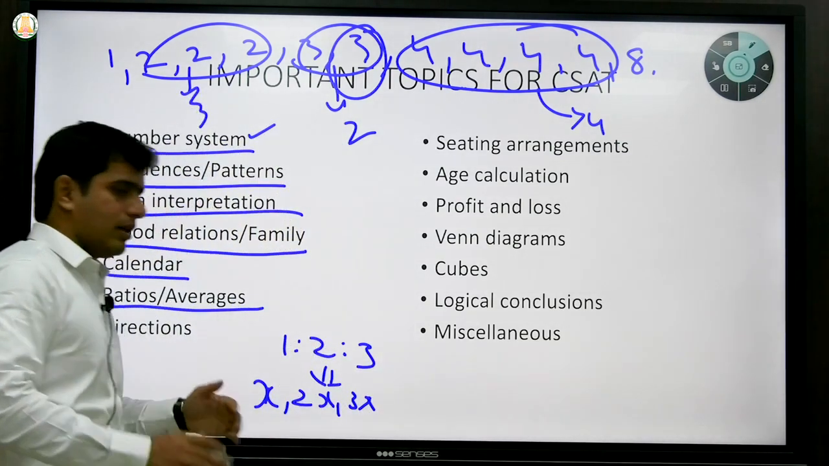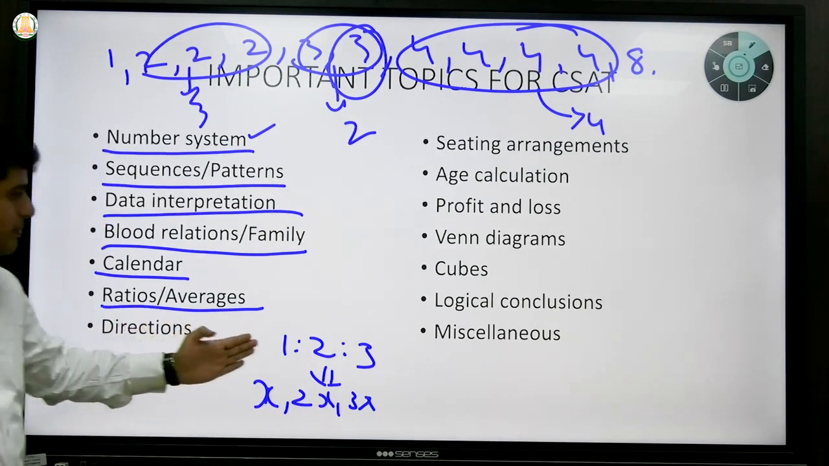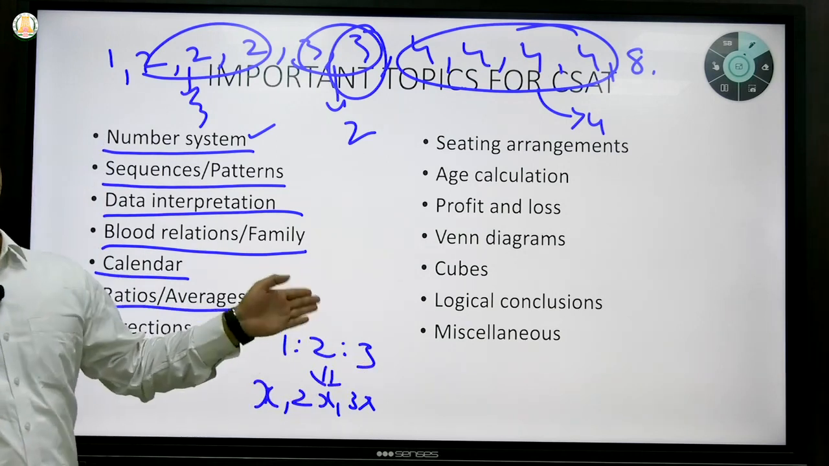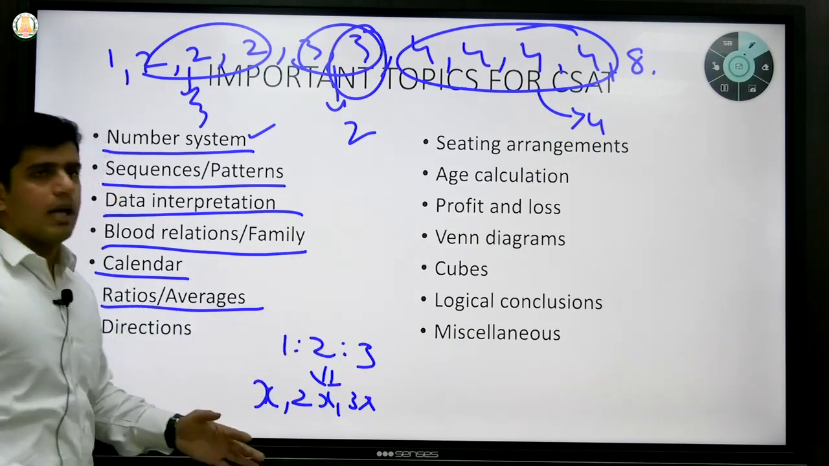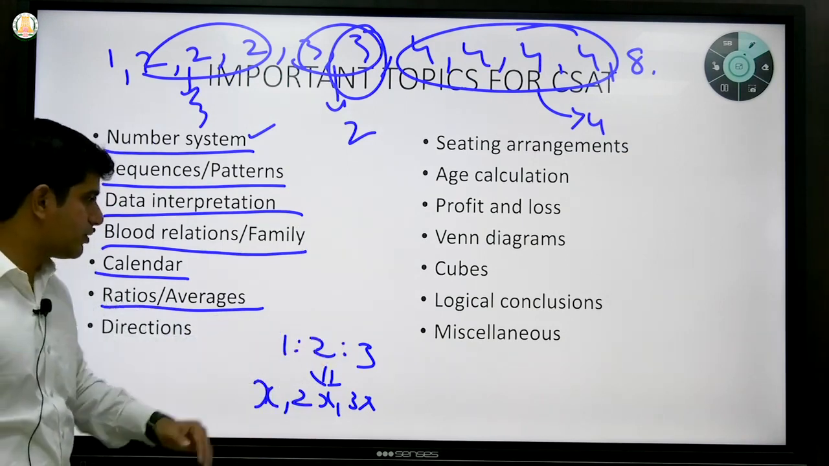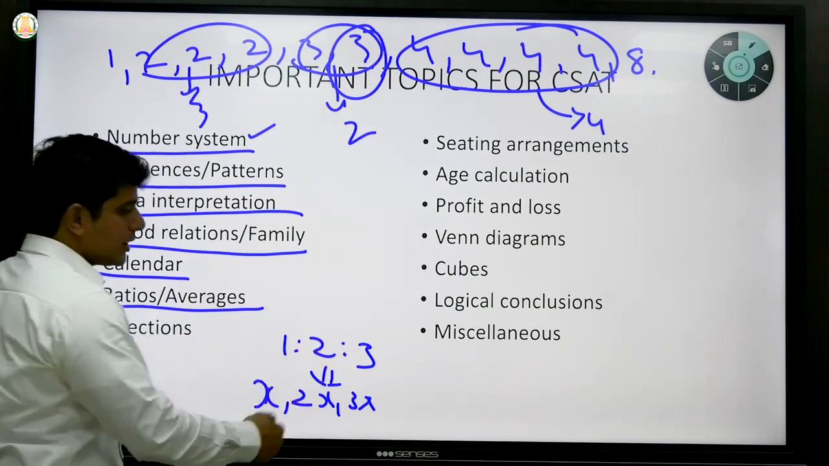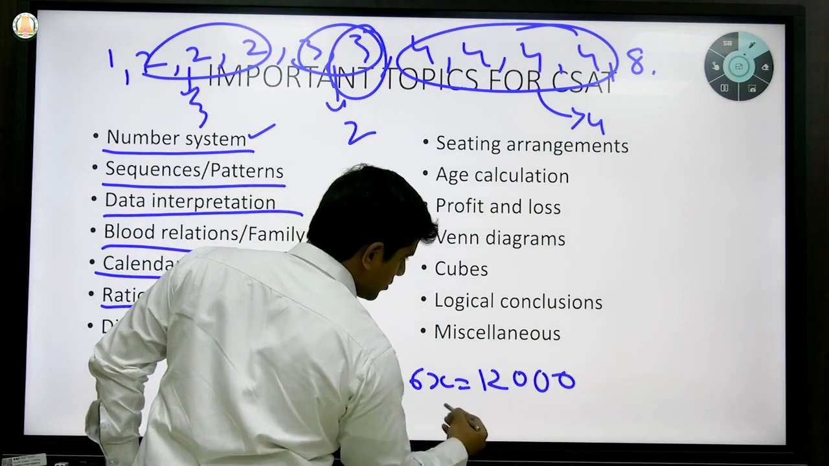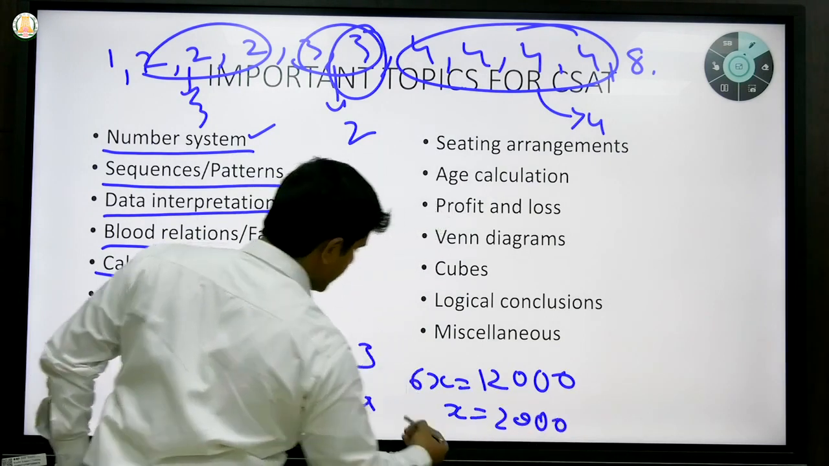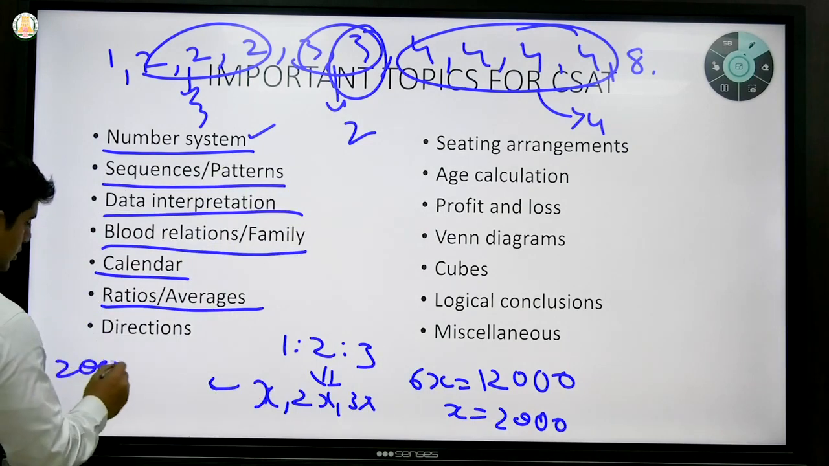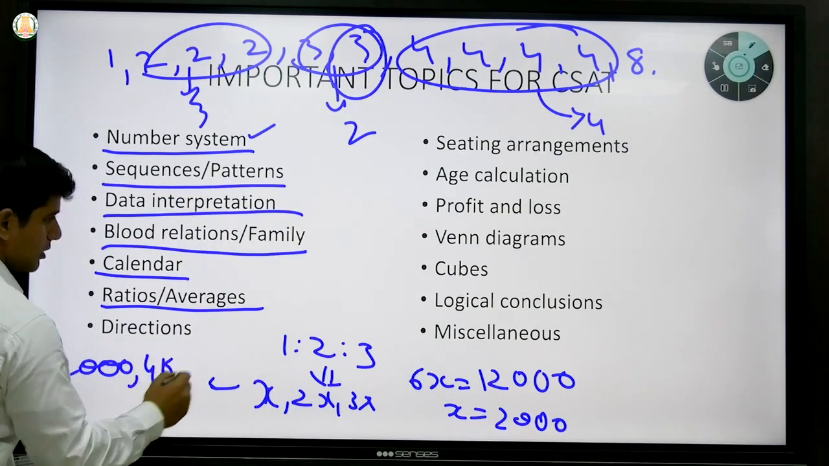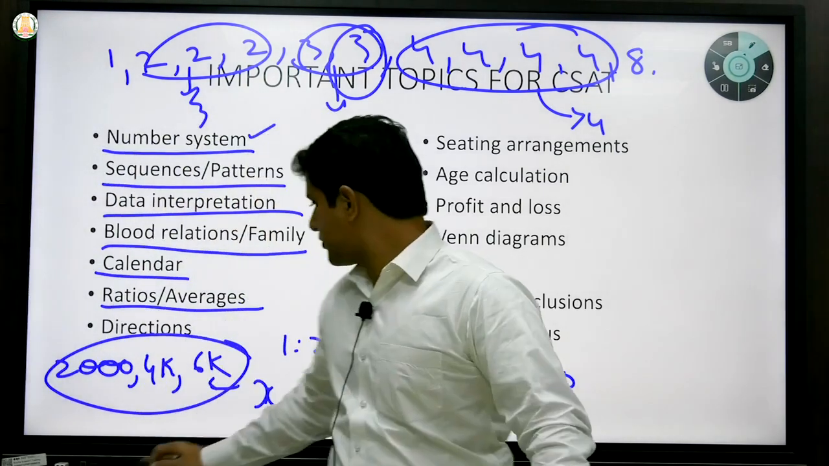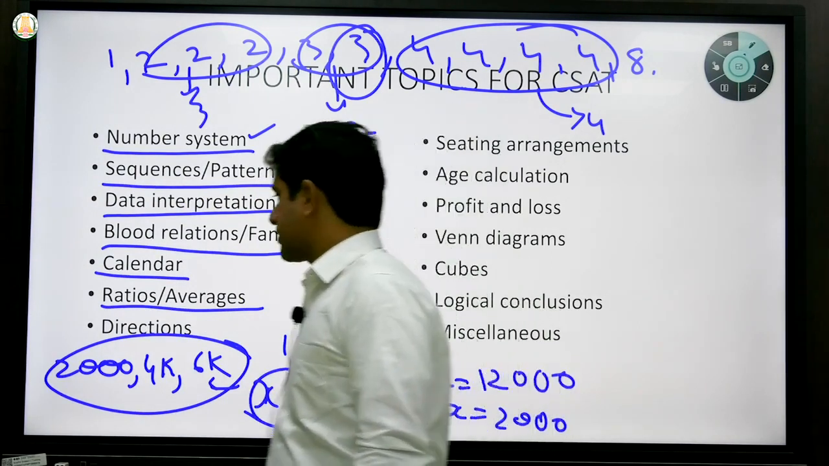Let's say now he says, for example, the salaries of 3 persons are in the ratio 1 is to 2 is to 3. The total amount of salary that they are getting is 12,000, and find out each member's salary. So here 1 is to 2 is to 3, so assume their salaries are x, 2x and 3x. Total salary would be x plus 2x plus 3x, which is 6x, and he's telling the total is 12,000. So x will be 2,000. If you see the individual salaries, they will be 2,000, 4K and 6K. This will be the options also. So always assume this, and then you can solve the question.